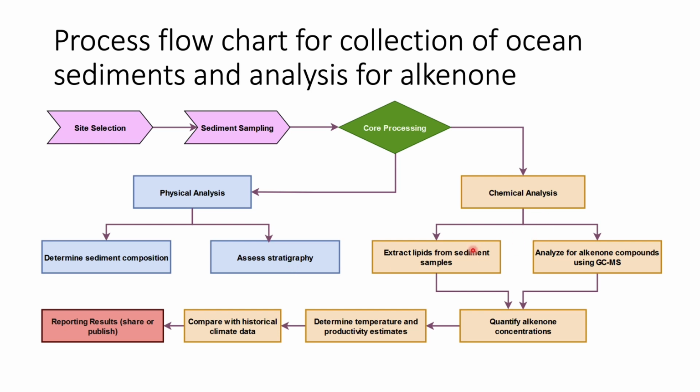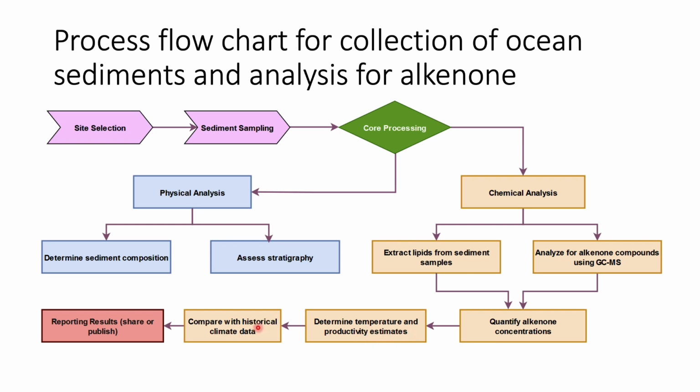In the case of chemical analysis, we extract the lipids from the sediment sample. We use some solvents and then extract the lipids from that sediment. We also analyze the alkenone compounds using GCMS so that we can accurately know how much or which types of alkenones are present. Then we quantify the alkenone concentration, then determine the temperature and productivity estimates.